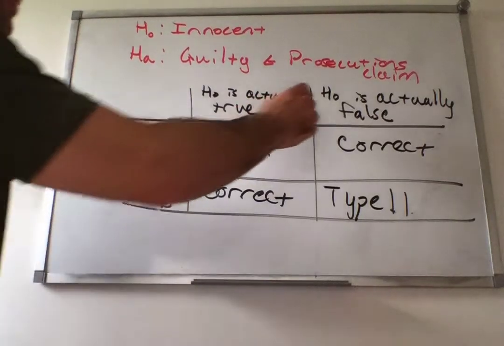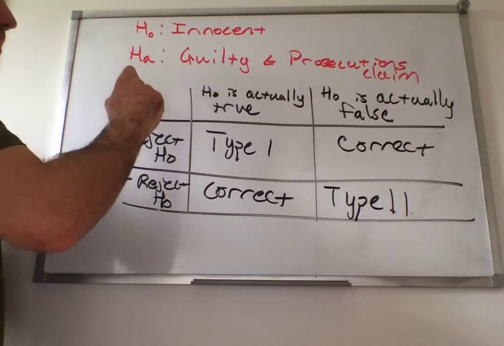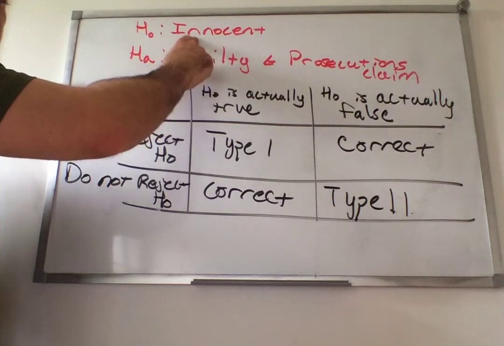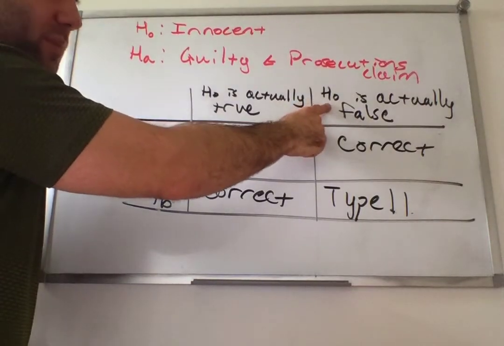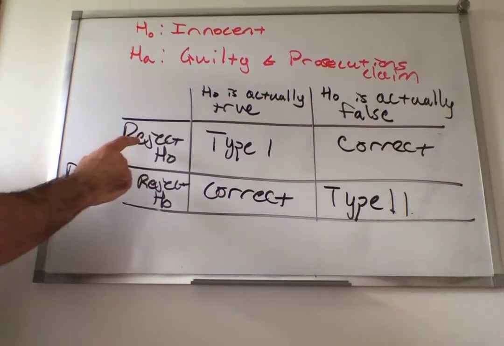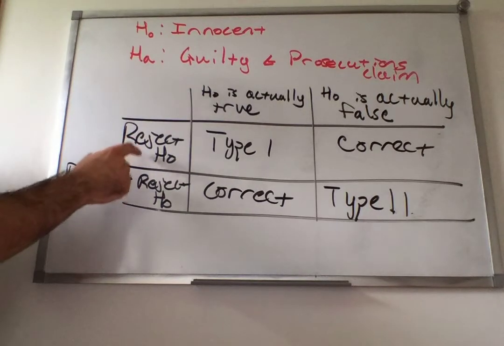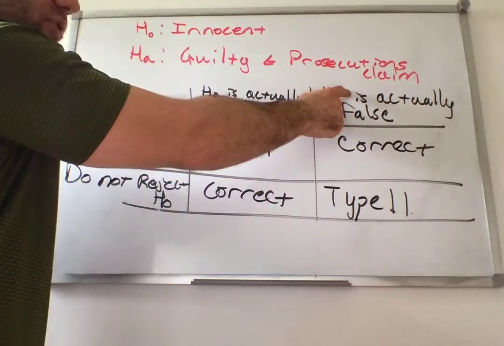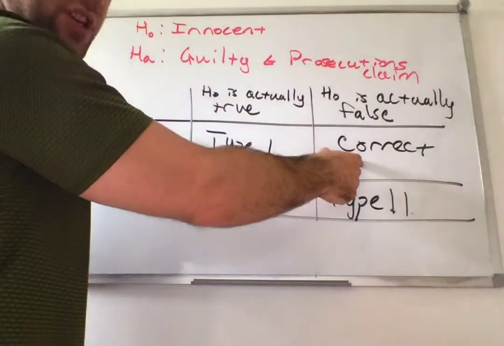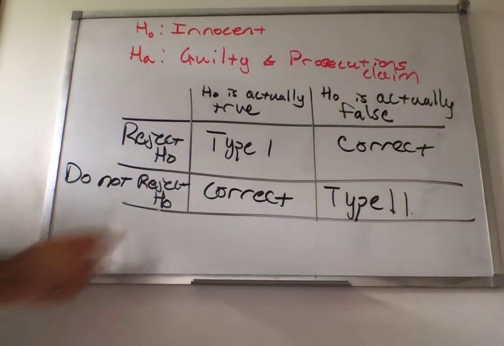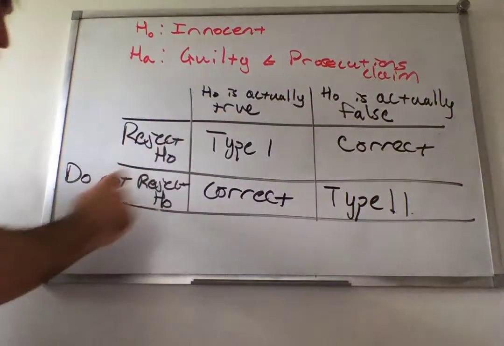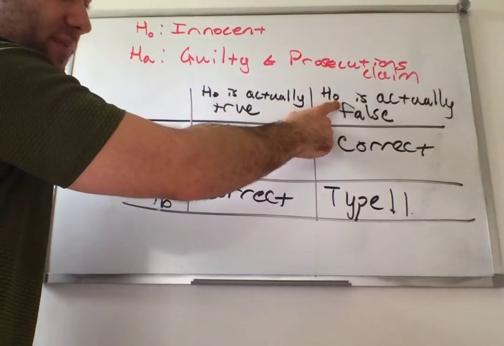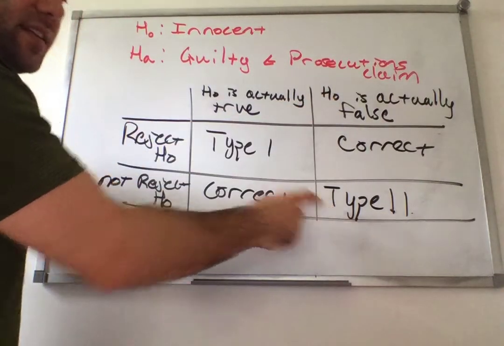Now, let's say H naught is actually false, right? Remember, you assume that this is true. You assume that you are innocent until proven guilty. Now, say you actually did the crime, okay? And they reject the null hypothesis. They reject the assumption that you were innocent. Well, then you made the correct decision. You actually did the crime. They rejected your innocence. They're putting you in jail. Correct decision. Now, if you actually did the crime, and they don't reject your innocence, they don't reject the null hypothesis, but you actually did the crime, they just let a criminal go free, that is a type 2 error.